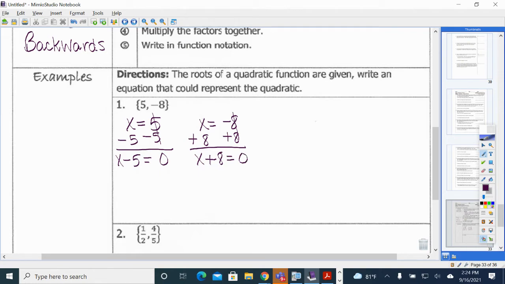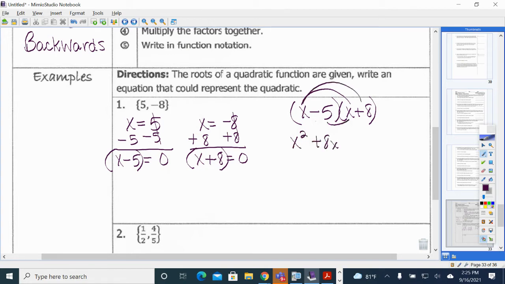The next step is to take these two, what are called factors. The x minus 5 and the x plus 8 are the two factors that will create the quadratic. We're going to multiply them together to write this quadratic. You're going to get a lot of practice with the distributive property. x times x is x squared. x times 8 is 8x. Negative 5 times x is negative 5x, and negative 5 times positive 8 is negative 40.